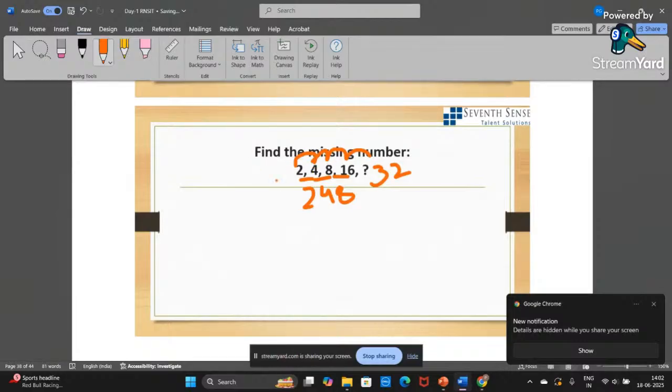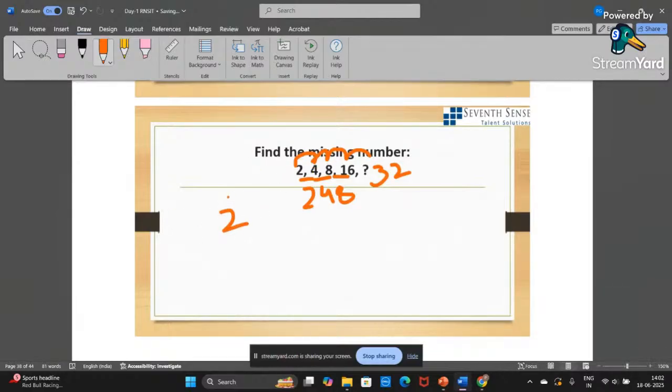Got it? One is that the numbers are getting doubled, or it is adding the previous one to itself. Here, the difference between 2 and 4 is 2. So 2 plus 2, 4. 4 plus 4, 8. 8 plus 8, 16. So again, you have to add 16. So 16 plus 16, it is 32. The numbers are getting doubled in this. So the answer is 32 for this.